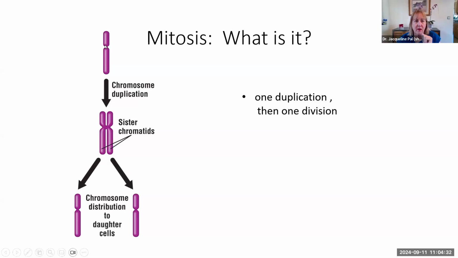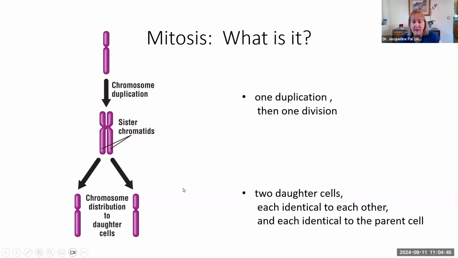So we've gone from one chromatid to forming a chromosome that has sister chromatids. And now they are going to be divided into 2 daughter cells. Each daughter cell will be identical to each other, and each daughter cell will be identical to the parent cell before that chromosome was duplicated.